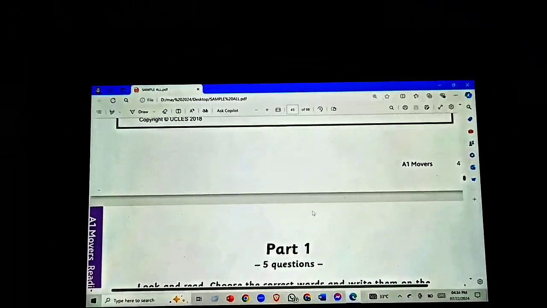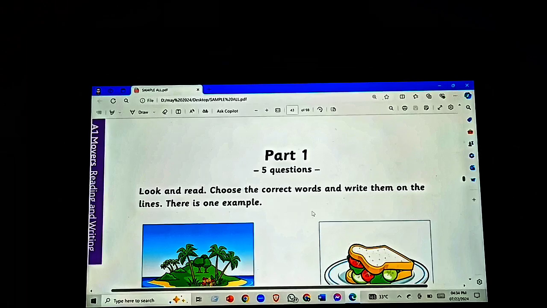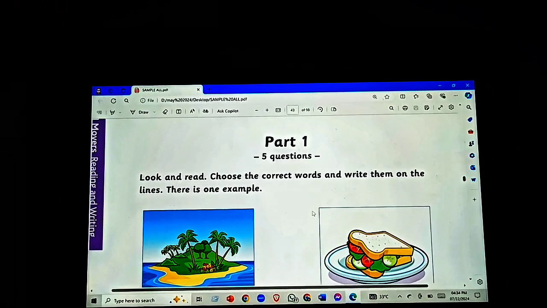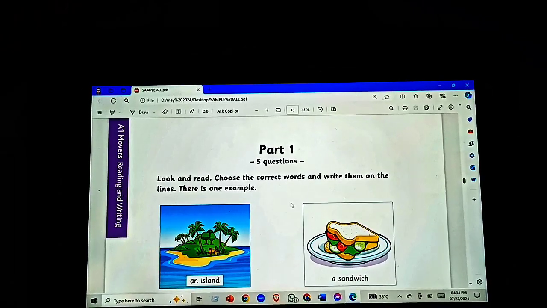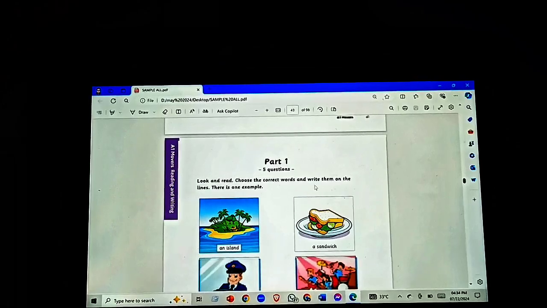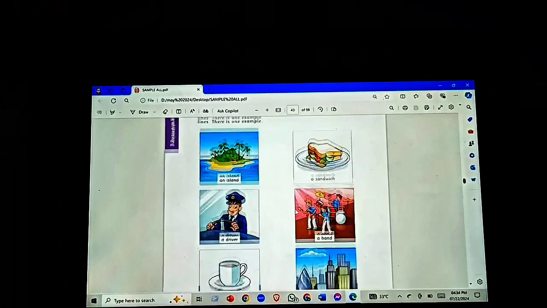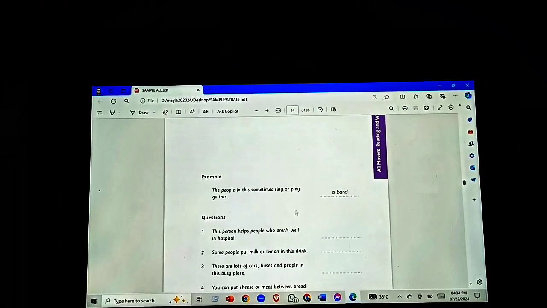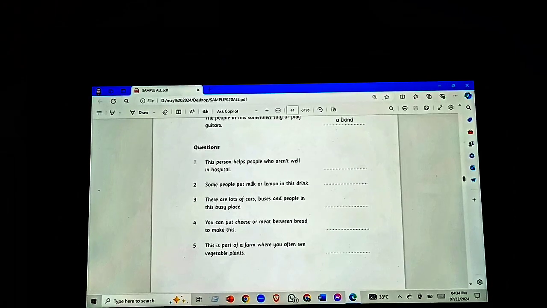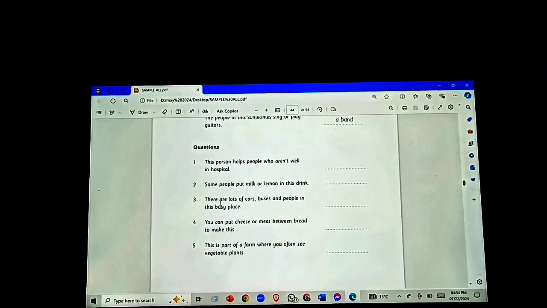We are going directly to the parts of the reading and writing module of A1 Movers. Part 1 is all about look and read, choose the correct words and write them on the lines. There is one example. So part 1 has 5 questions, and all the questions have individual clues.